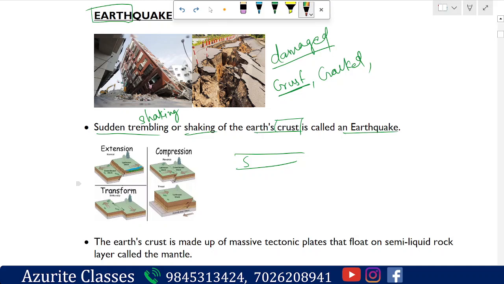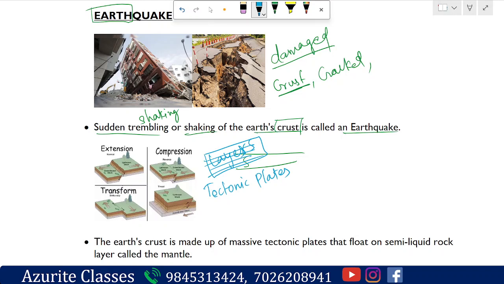Those formations are the layers of the earth, which form the earth crust. Those layers, those plates, we say as tectonic plates. So many layers, when they come together, we say it as a tectonic plate.